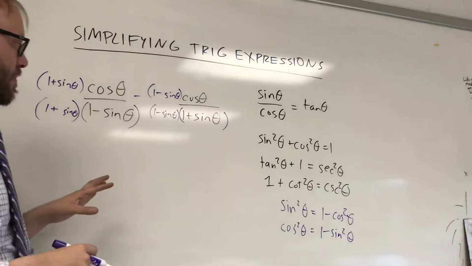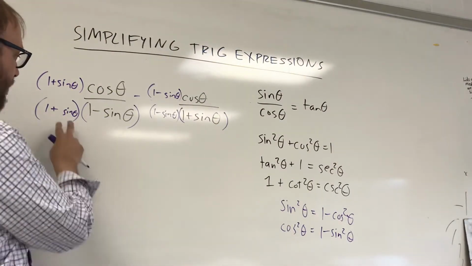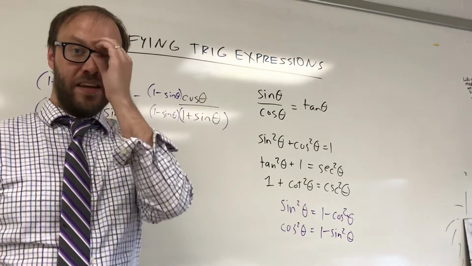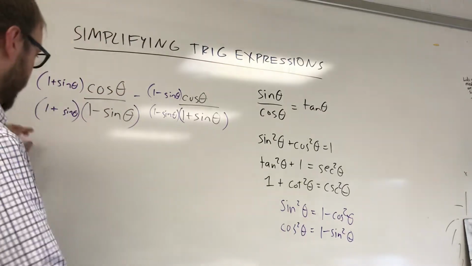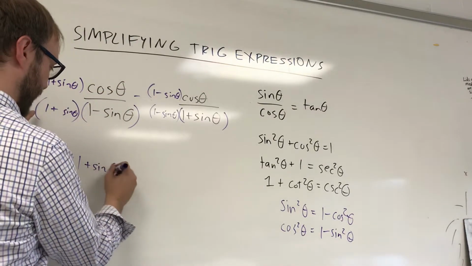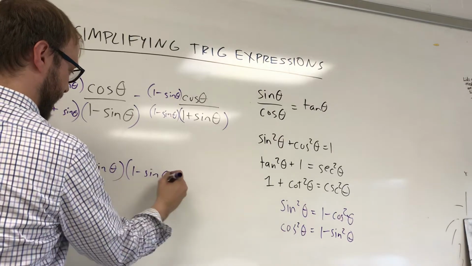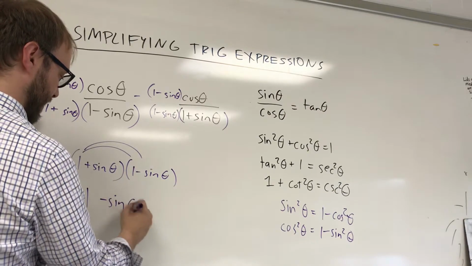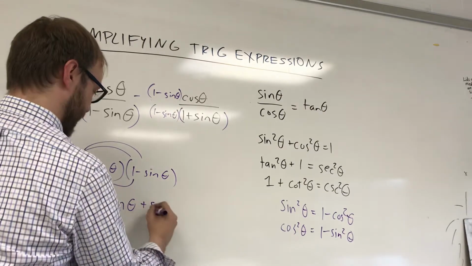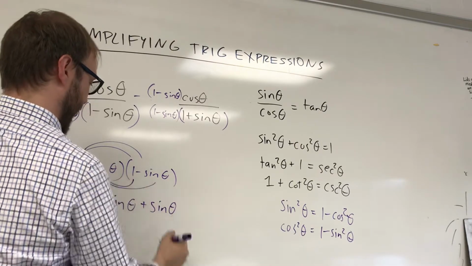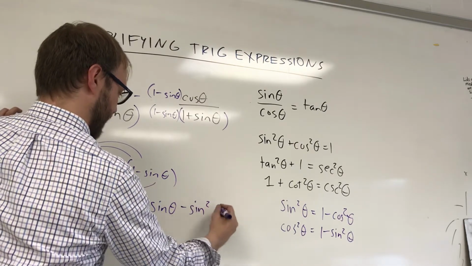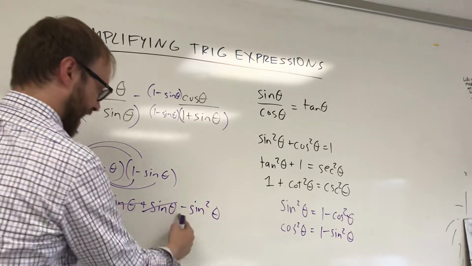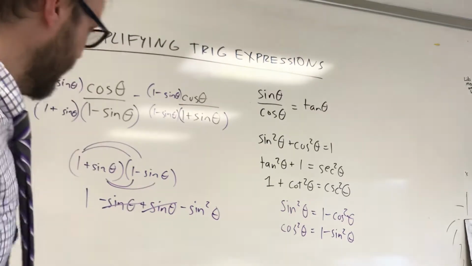I'm actually going to find my common denominator first, because notice I have a 1 plus sine of theta and a 1 minus sine of theta. That looks a lot like a difference of squares pattern, okay? And so when I multiply 1 plus sine of theta times 1 minus sine of theta, check out what's going to happen. 1 times 1 is 1. 1 times negative sine of theta is going to be negative sine of theta. 1 times sine of theta is going to be positive sine of theta. And then negative sine of theta times sine of theta is going to be negative sine squared. These two guys cancel. I just get 1 minus sine squared of theta. That's my common denominator, okay?